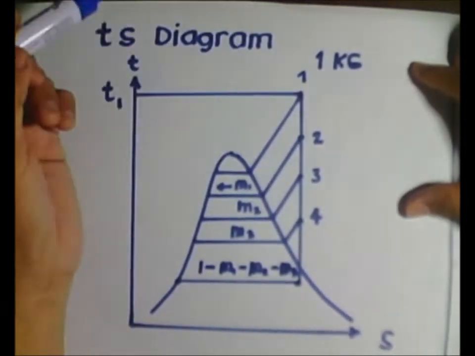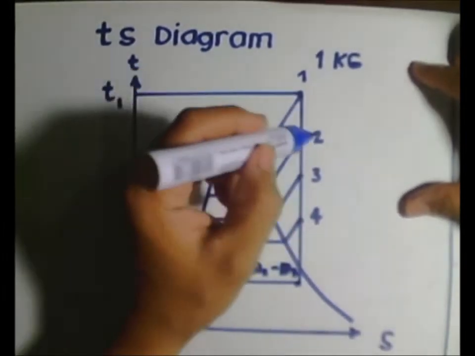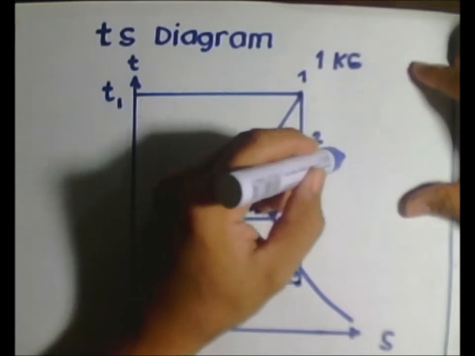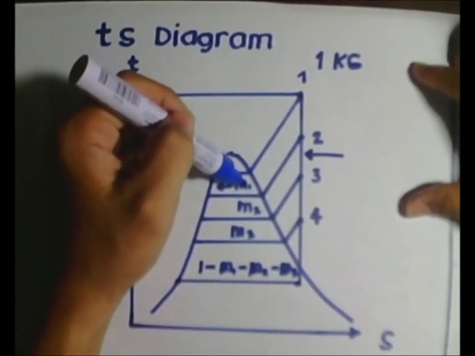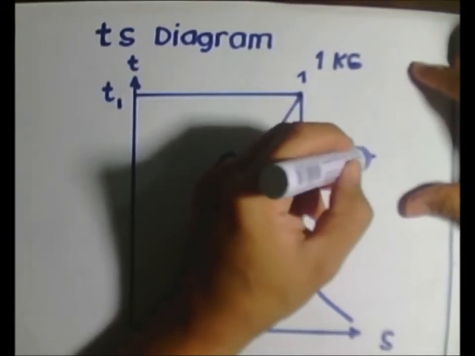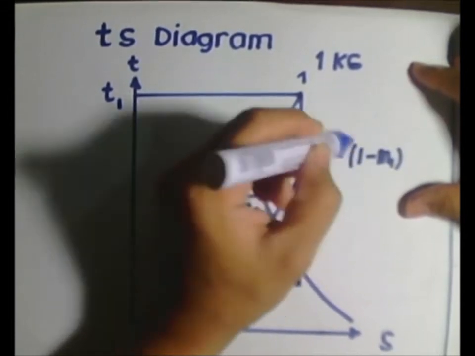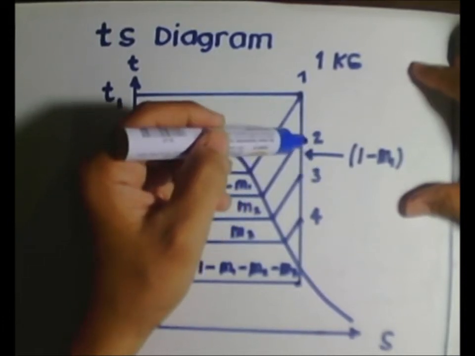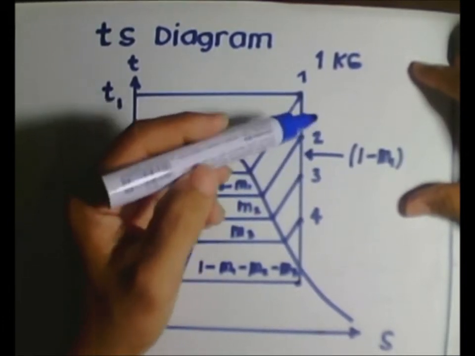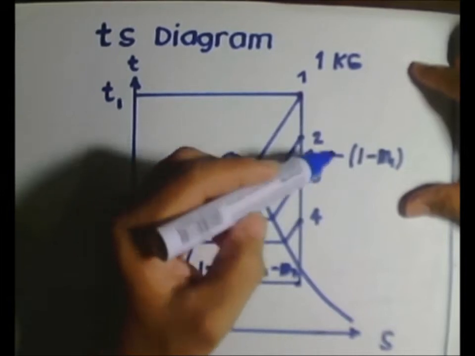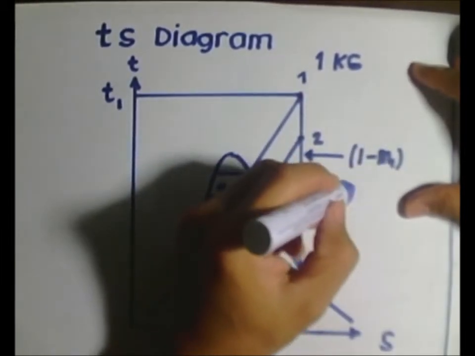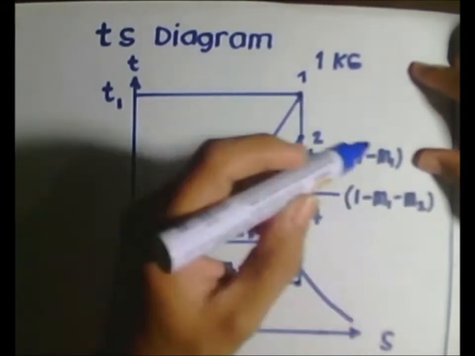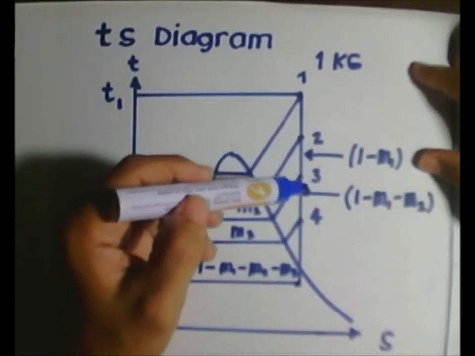So to calculate for turbine work, we would like to take note that on this expansion here from 2 to 3, there is already an M1 that is taken out, so that it's just 1 minus M1 that takes effect, that does the work here from 2 to 3. And further, from 3 to 4, there will be just 1 minus M1 minus M2 of steam that provides the work here.